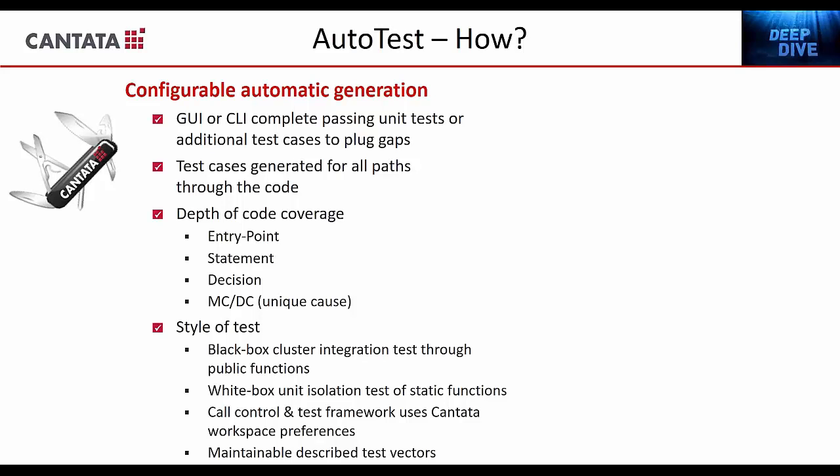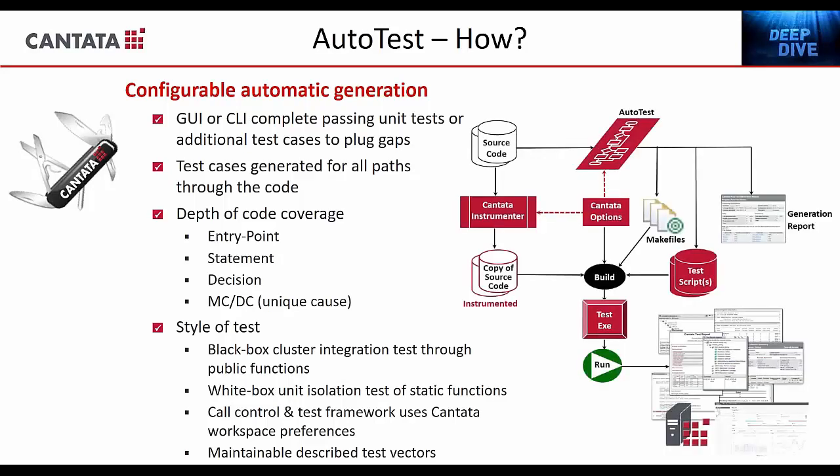So if you are looking at something like the highest integrity level in automotive or avionics, you would be looking for MCDC coverage, modified condition decision coverage. For lower levels, less requirements, therefore less test cases. And the style of testing, whether it is black box or white box, can also be controlled with maintainably described test vectors, as I mentioned. There's a diagram up on screen, so you can look at that at your leisure afterwards, that shows the flow of how this all works together. But basically, it reads the code, generates tests and scripts to run them. When they're run, it produces the results for you to see.